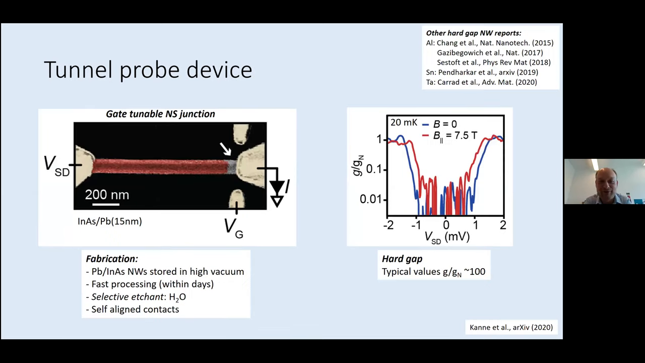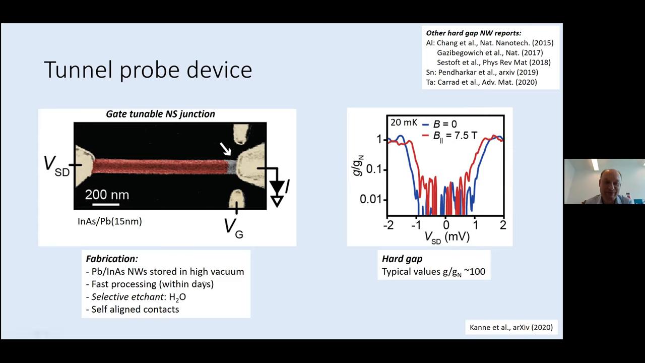They have made a lot more studies, but now I will go to the transport here. So we start with this very simple tunneling device. One thing is we keep the devices in H3 to keep them safe. You also do this for other nanowires, but the processing, because of this lead, has to be quite fast. But it turns out that within a day, or days, you can actually still make working devices.